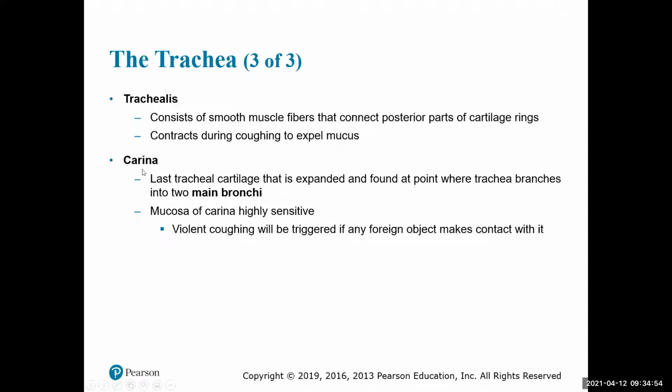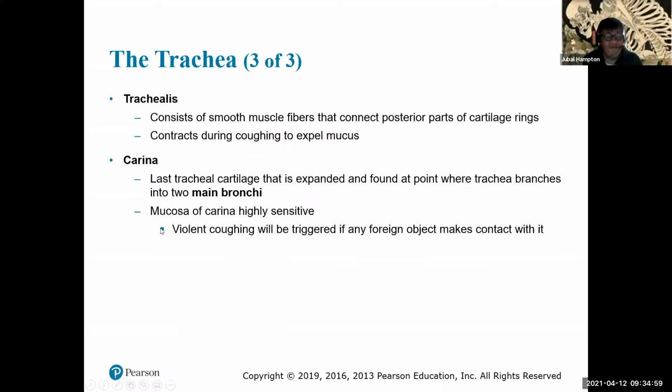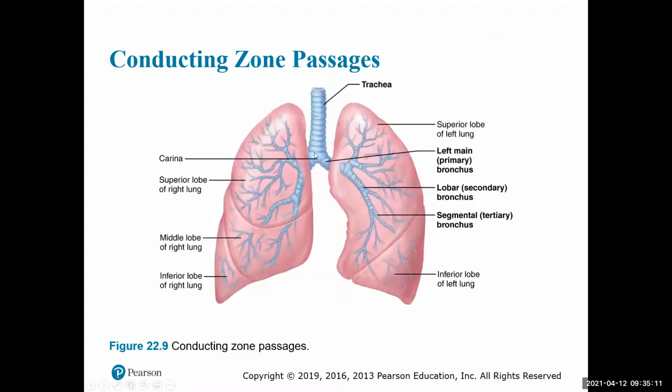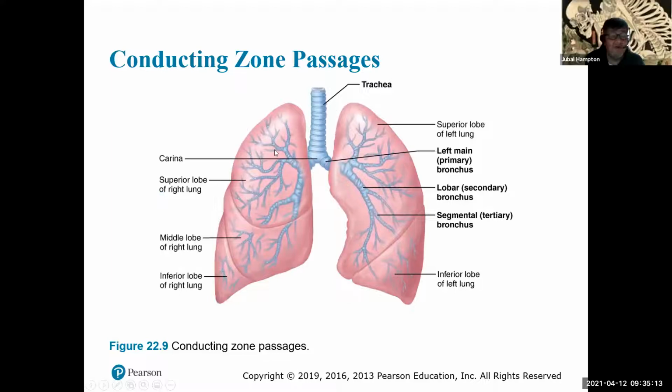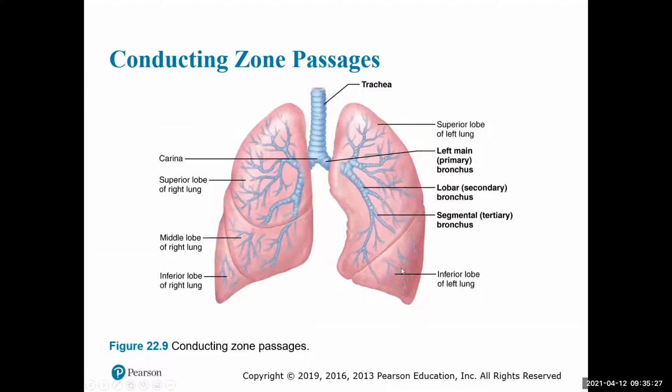And again, here we have the carina. And as it says here, violent coughing will be triggered if any foreign object makes contact with it. So indulge that feeling if something goes down the wrong way. So carina, left and right bronchi. These will break up into primary, secondary, and tertiary bronchi further in.